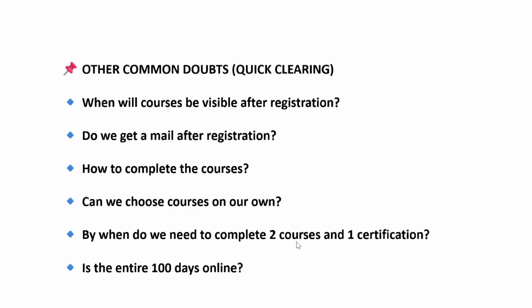Next, by when do we need to complete 2 courses and 1 certification? After you get the list of courses, they'll give you some 20 days' time to complete the courses and certification. Mostly 20 days or 14 days they'll give you. Within that time you must complete it. And if you don't complete, you won't be allowed further. Your selection will be based on these 2 courses and 1 certification, so make sure you're completing them in time. Sometimes they may extend the time, but they may or may not, so make sure you're completing as soon as possible.